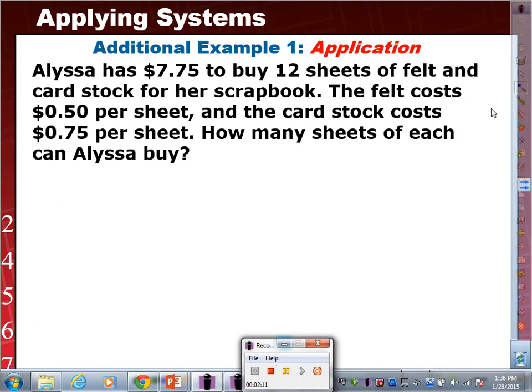All right, so here it goes again. I already read it. I'm going to read it one more time. It says, Alyssa has $7.75 to buy 12 sheets of felt and cardstock for her scrapbook. Does everybody know what a scrapbook is? Yeah, right? Where you put a lot of mementos and you want to create like themes and stuff.